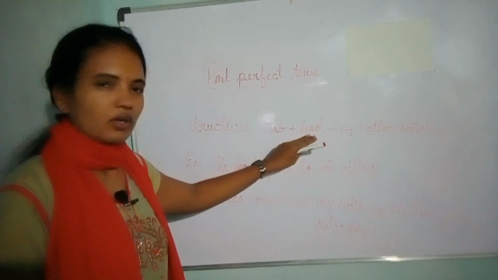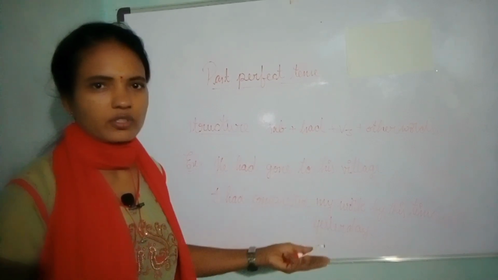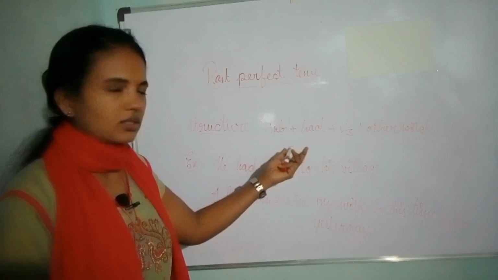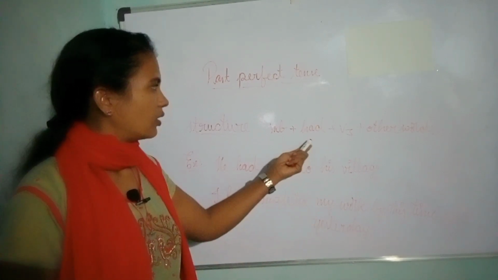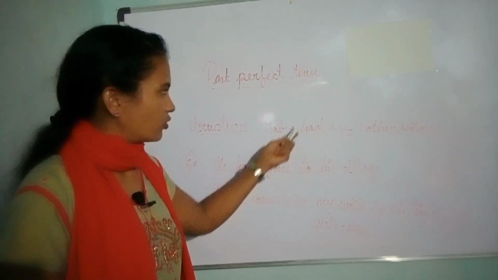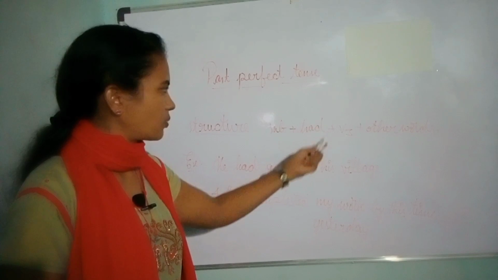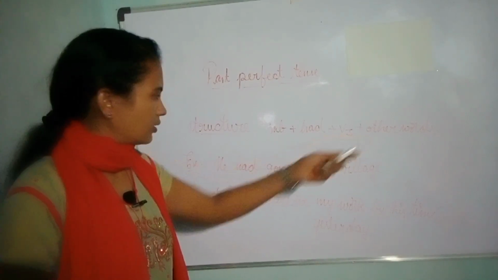So for all subjects, first person singulars, plurals, second person singulars, plurals, and third person singulars and plurals, and singular names and plural names, for all subjects we have to use only had. So here is no confusion about helping verb in this past perfect tense. So next, V3, past participle form and other words.